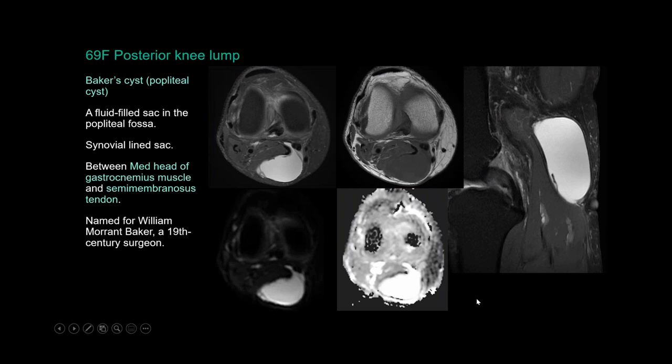unavoidable. Okay, so in this 69-year-old patient who presents with a posterior knee lump, I do have a radiograph, I don't know what happened to it, maybe I deleted it. So you can present on MR imaging. You can see a Baker's cyst posteriorly between the medial head of the gastrocnemius muscle and the semimembranosus tendon. It's actually named for a 19th century surgeon. On DWI, you can see fluid restriction confirmed by the ADC. Okay, so they can be of varying sizes and can extend proximally or distally.